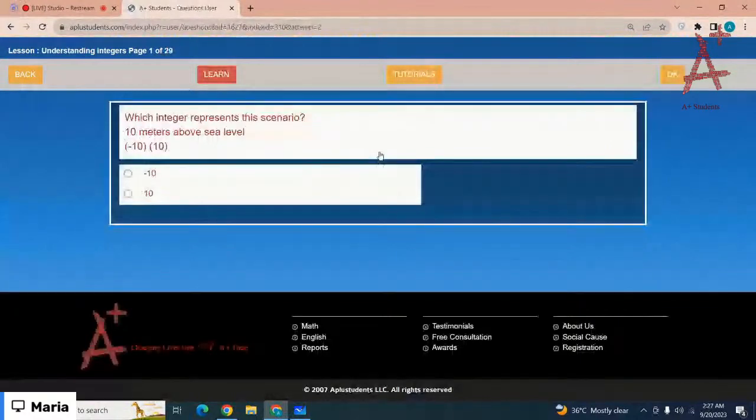Which integer represents this scenario? 10 meters above sea level. Is it positive 10 or negative 10? Above sea level, right? That would be positive 10. The correct option is positive 10.